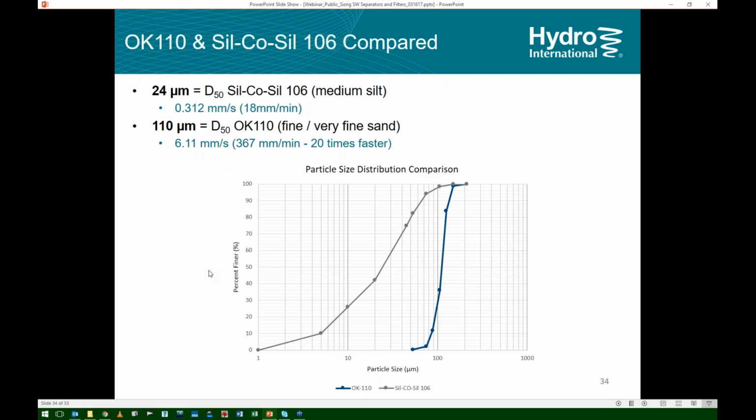The new Separators 106 has a D50 of 24 microns. Now that's beyond what we can remove basically with separators, and it settles about 20 times slower than the OK110. So to get 50% removal of that with a separator means removing basically everything over 20 microns, 24 microns. And that's a big ask.